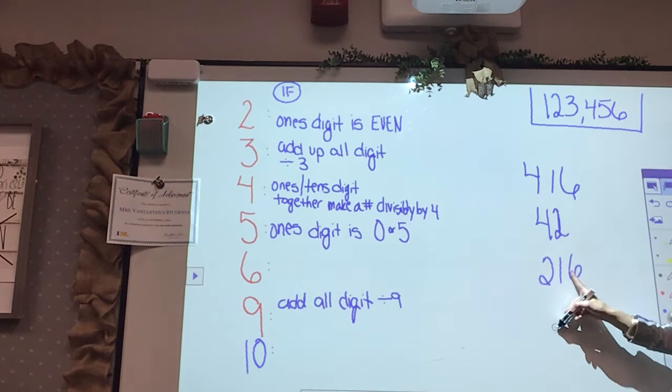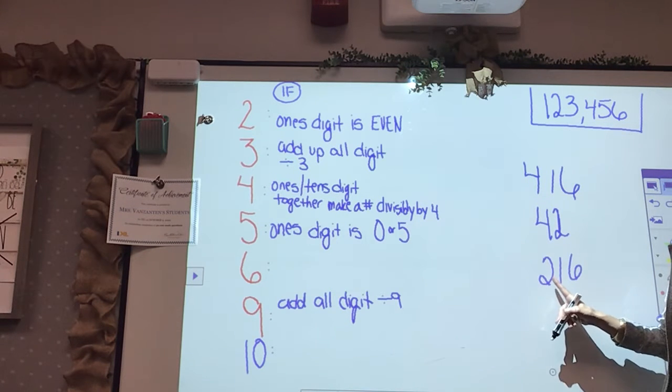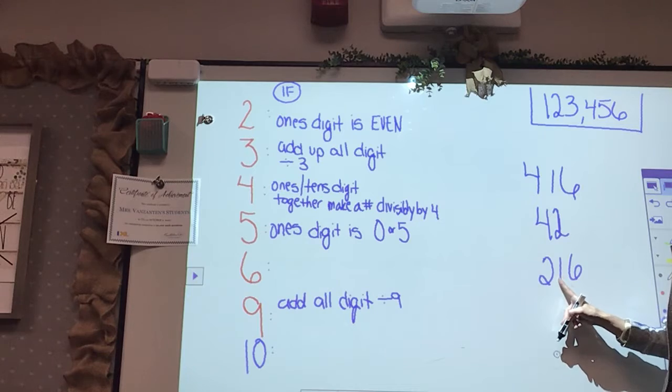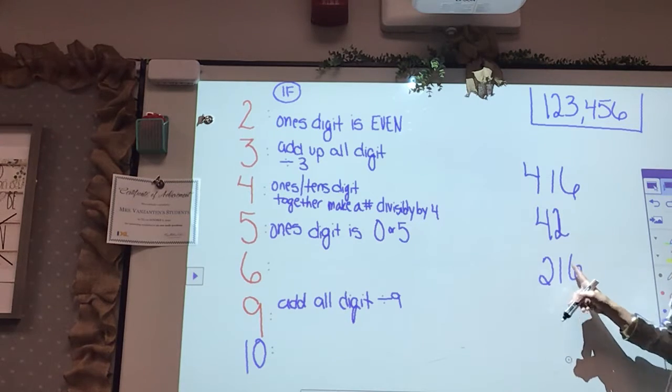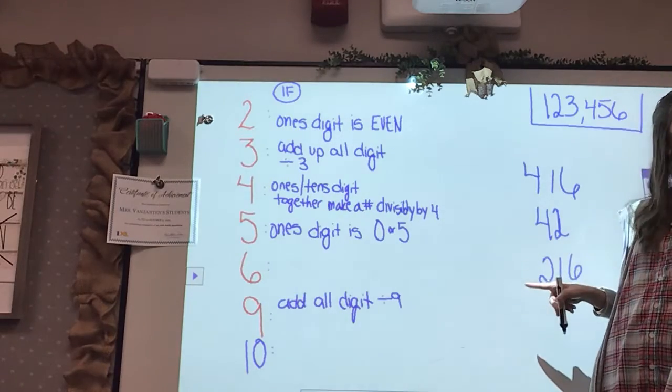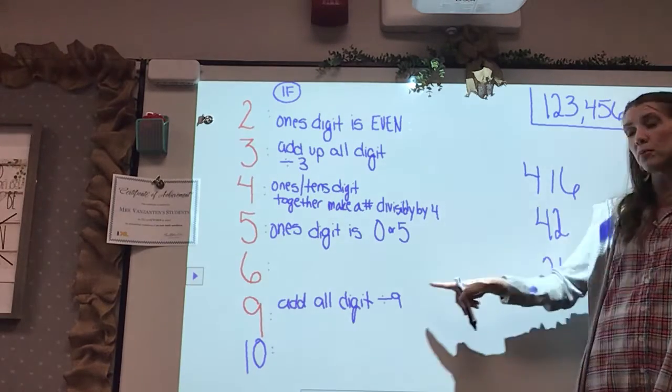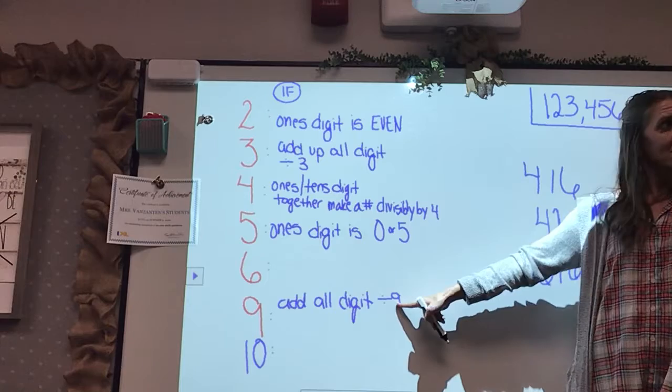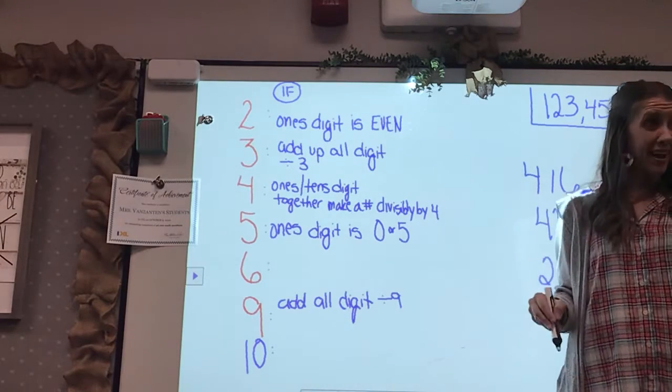Let's try another one. 216, is this divisible by 3? Let's see. Yes. 2 and 1 is 3 and 6 is 9. Is 9 divisible by 3? Yes, so 216 is divisible by 3. Is 9 divisible by 9? Yes, so it's also divisible by 9.